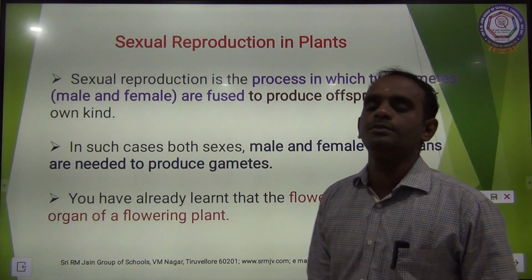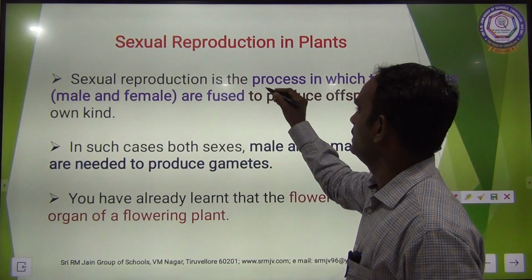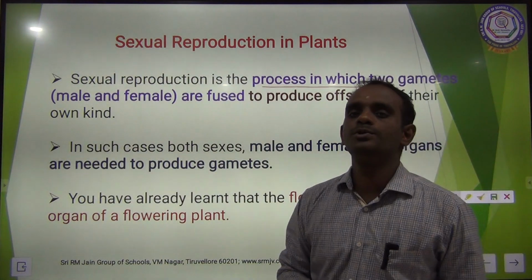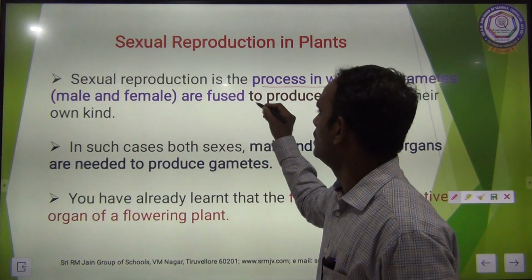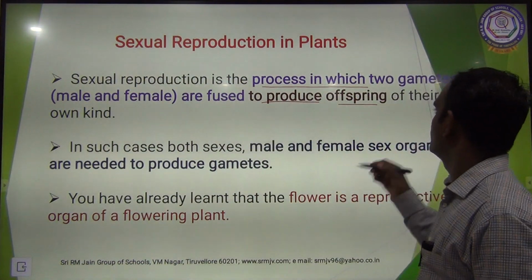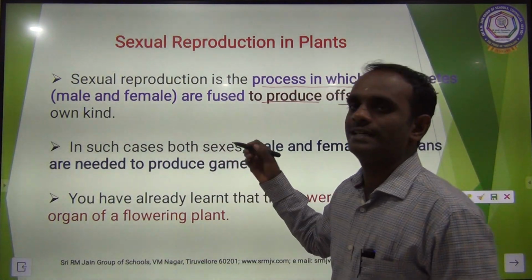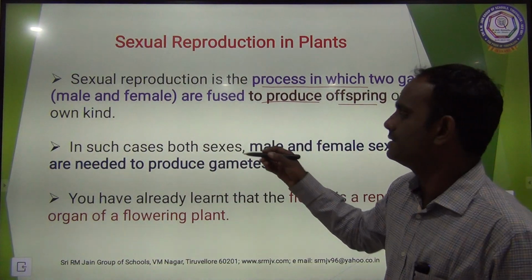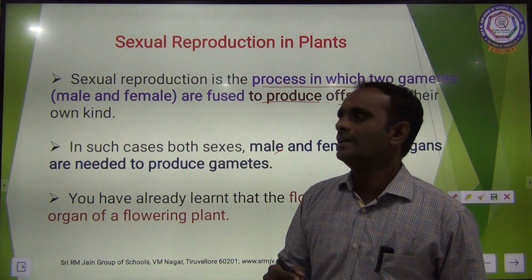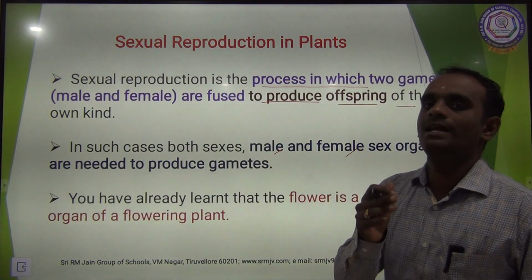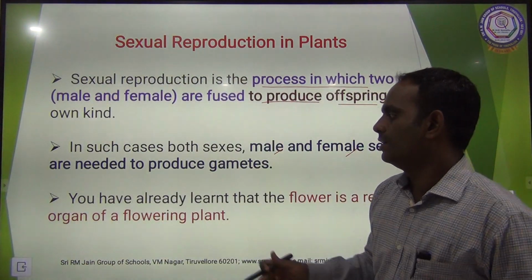Next we move on to sexual reproduction. Sexual reproduction is a process in which two gametes, that is male and female gametes, are fused to produce offspring of their own kind. In such cases, both male and female sex organs are needed to produce gametes. The male organ produces the male gamete, the female organ produces the female gamete.